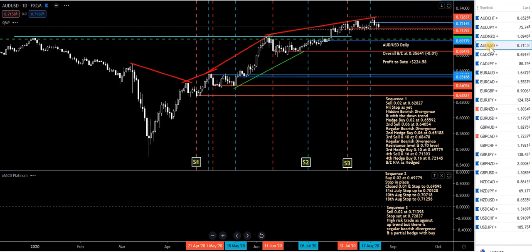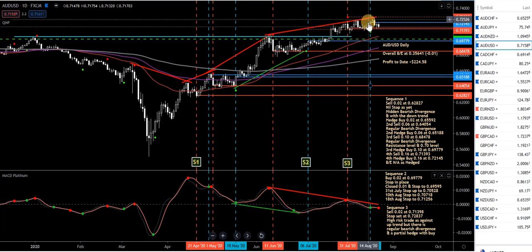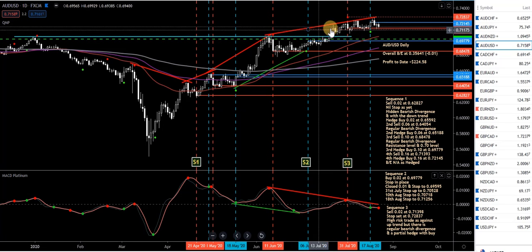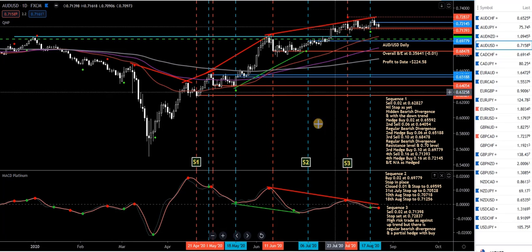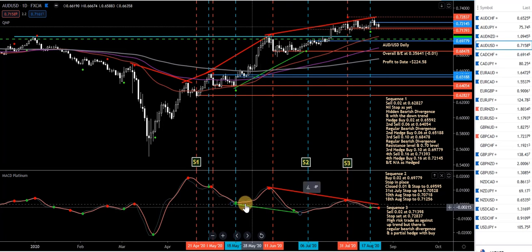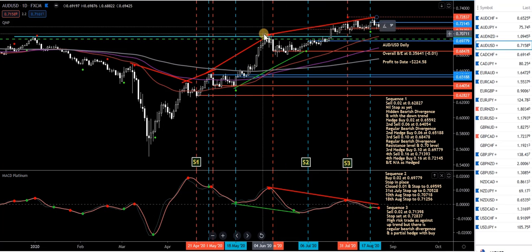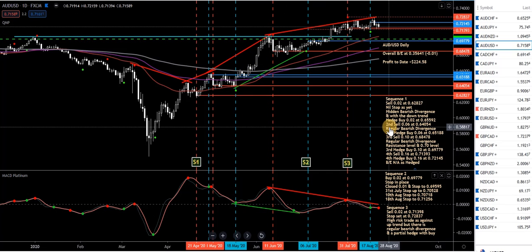Aussie USD, another one I had a bit of faith that this level here would hold. We've got big regular bearish divergence. It's the red lines. Any bullish divergence is green lines. So the red ones are bearish. You can read the notes there.